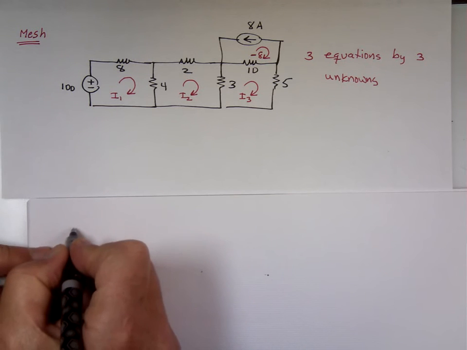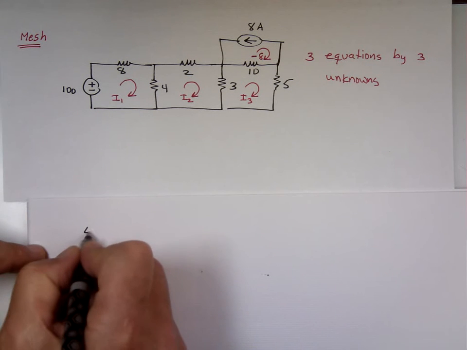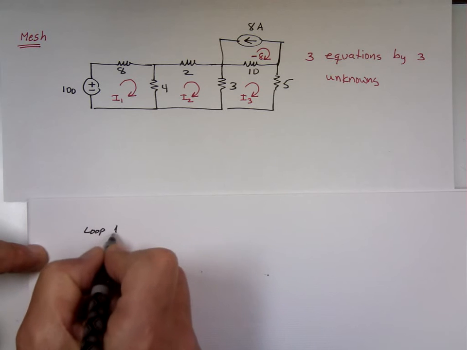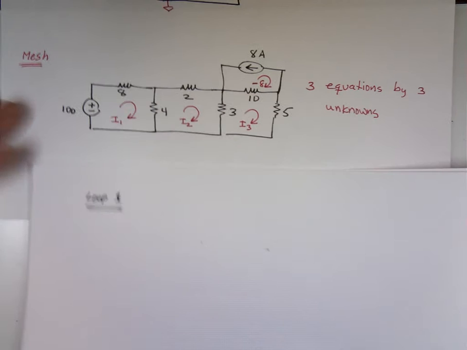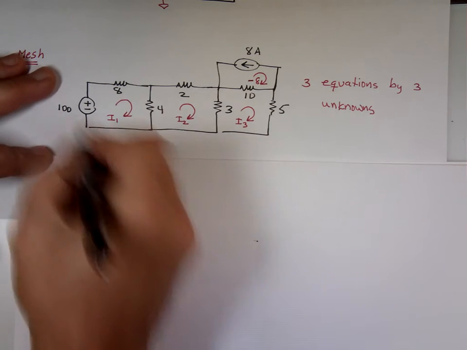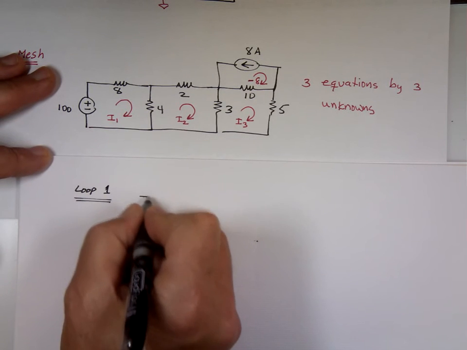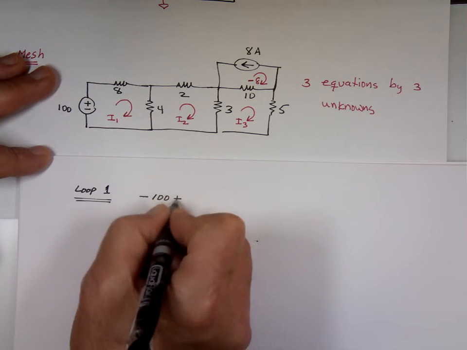Here we go, mesh 1, or loop 1. So minus to plus, that's a minus. Plus what? 8 I sub 1.